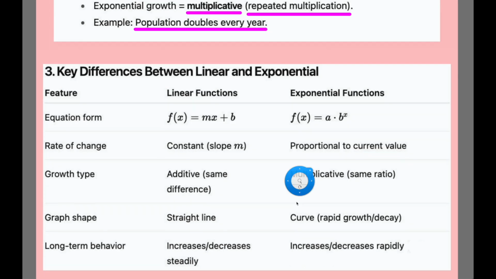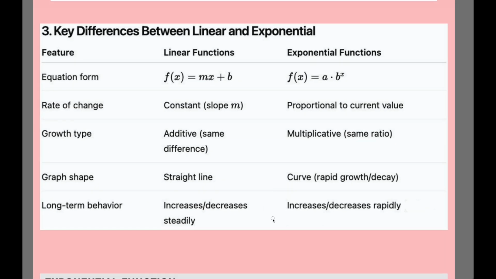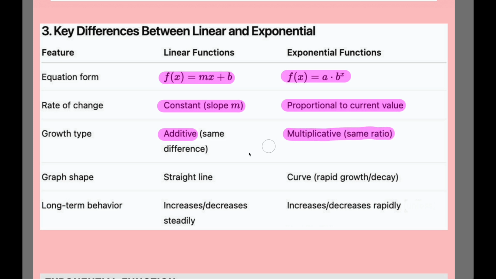Let's go further deep dive into this. This slide just shows a bunch of key differences between the linear and the exponential. We just talked about all of these, but again, the form is completely different. And notice the form when it's side by side. The rate of change is constant because you're just adding that slope each time. This one is proportional. Okay, the growth type was additive with the same difference each time. You're always adding 2, you're always adding 3, you're always adding -1, whatever it is. The other one is multiplicative. Okay? Linear is a straight line.